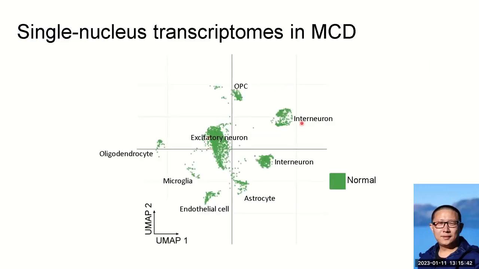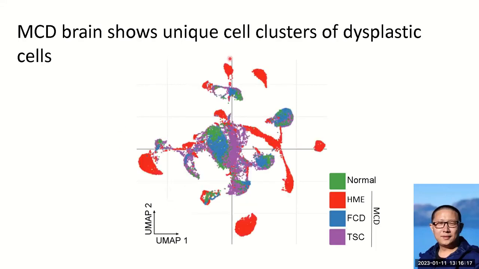Here is a clustering method called UMAP, showing the different clusters of cells. Each green dot represents the transcription features from each sequenced nucleus from the normal brain. The major cell types in the brain, like excitatory neurons, inhibitory neurons, oligodendrocytes, astrocytes, and microglia, can be clustered and plotted here. However, when we use the same clustering methods to look at the expression patterns of different MCD subtypes, such as HME showing red, TSC showing purple, and FCD showing blue, they don't necessarily overlap with the normal controls, meaning that there are some cell types that are clustered differently.